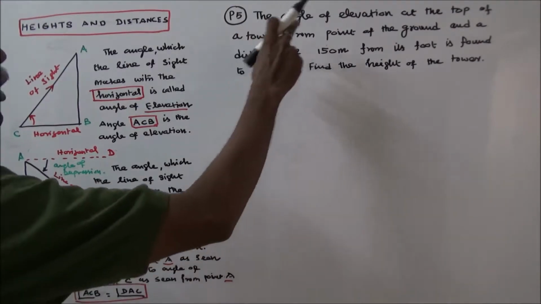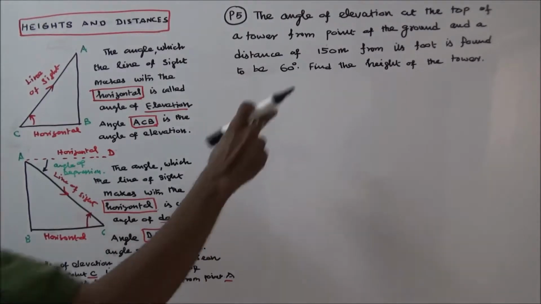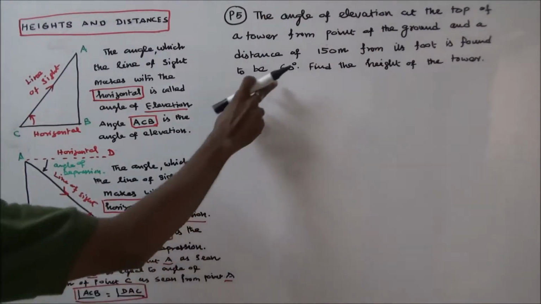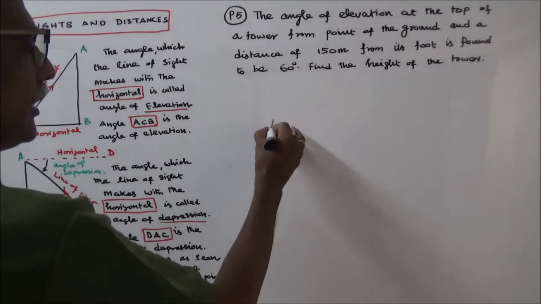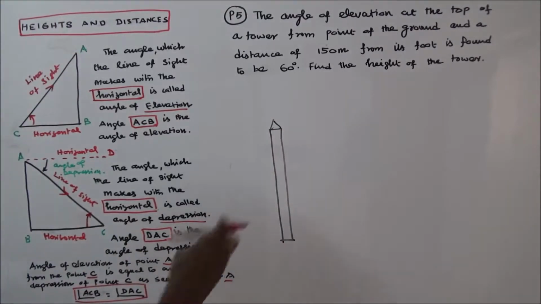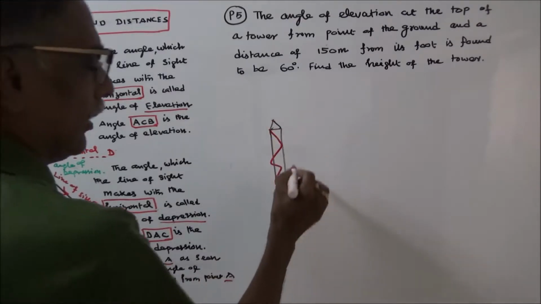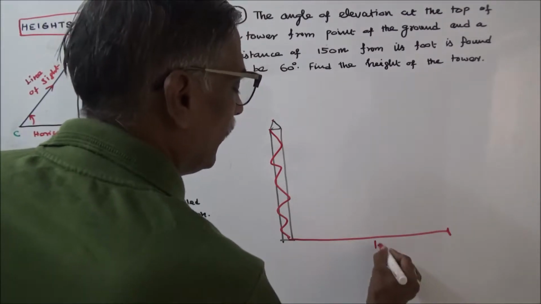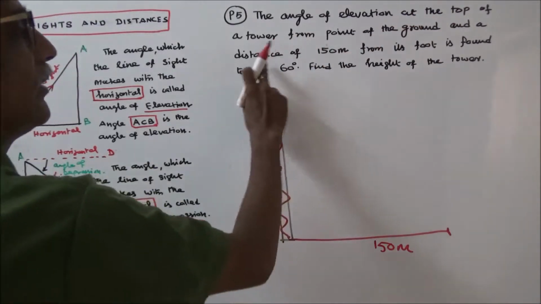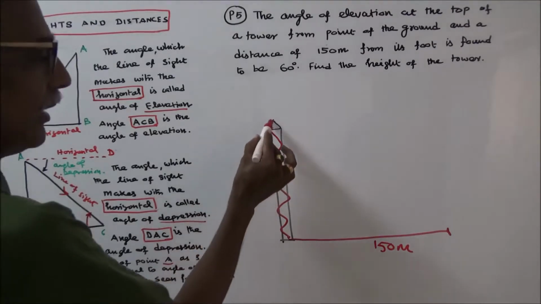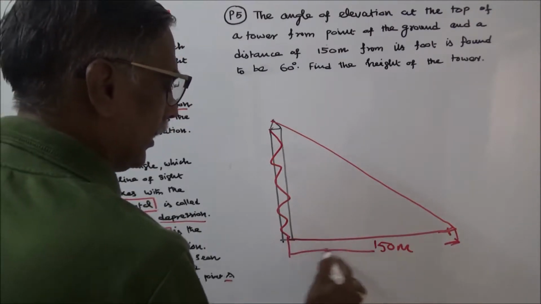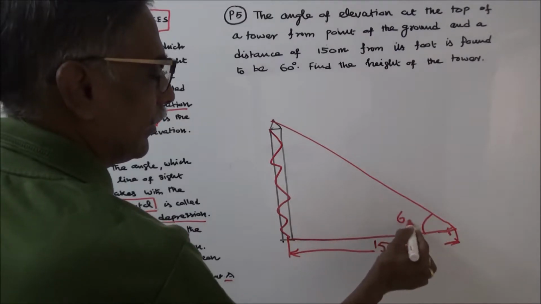Fifth problem: the angle of elevation of the top of a tower from a point on the ground, at a distance of 150 meters from its foot, is found to be 60 degrees. Let us say this is the tower. This distance is 150 meters, and this angle is 60 degrees.